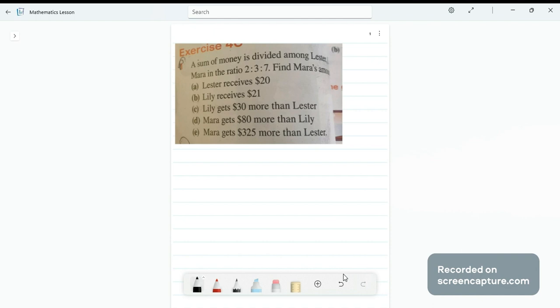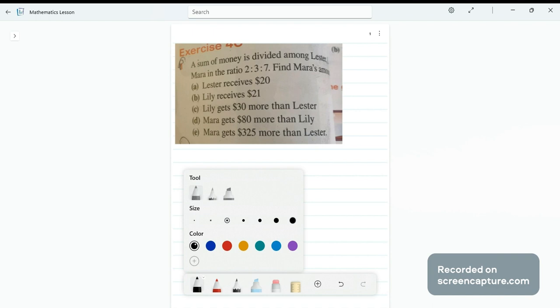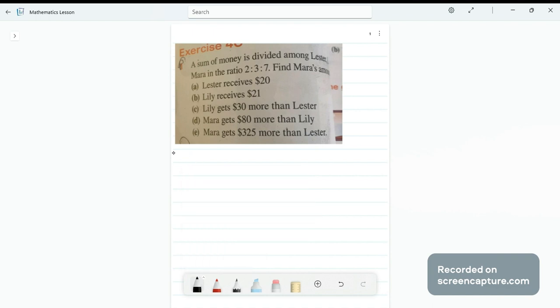All right, we're going to solve each part individually, starting with the first part, which is A. Let's get our pens out. Let's write the names with the ratio. We see Lester getting a share amount of 2, Lily getting a share amount of 3, and Mara getting a share amount of 7. We know the sum of the ratio is equal to 12. I'm just putting that out.